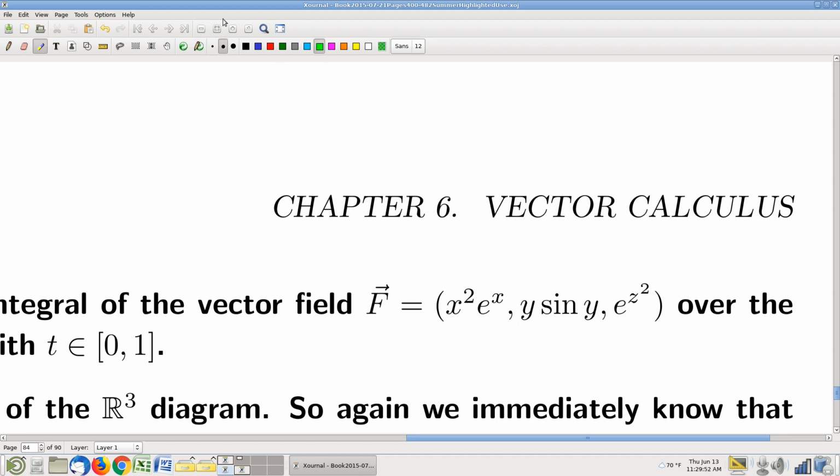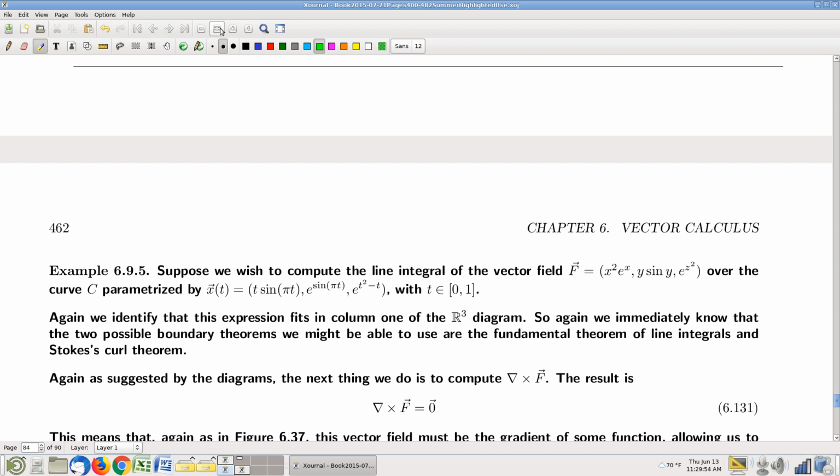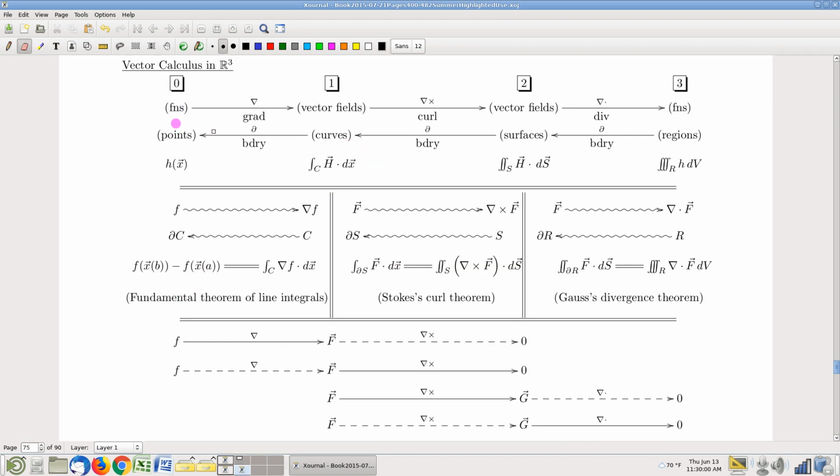Okay, anyway, that was just a little side quickie. Curl is 0. Okay, the curl is 0. That means that in our line integral in R3, because the curl is 0, there is an anti-gradient. Fundamental theorem of line integrals is on the table. Good deal. We're not going to have to plug and chug this one.